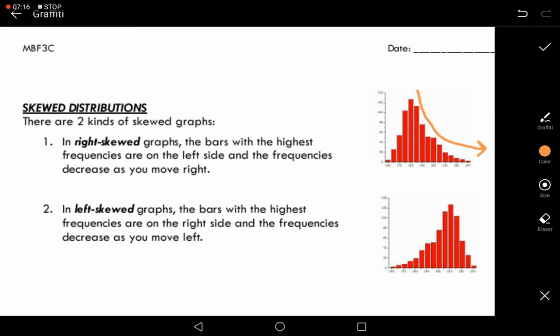So it's the opposite of what you would think. If you hear right skewed, you might think highest on the right, but it's the opposite. Okay, right skewed means the highest is on the left, left skewed means the highest is on the right. And again, we're getting smaller as we move in that direction.